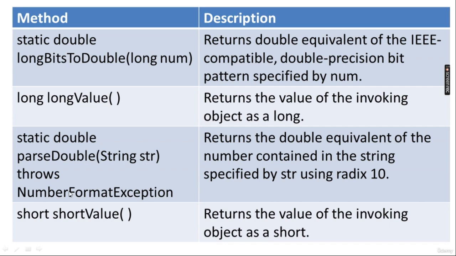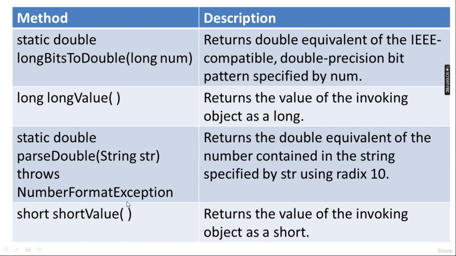Static double parseDouble(String) throws NumberFormatException. See, whenever you specify a string which is not able to be converted to a numerical representation, it will throw the number format exception. So a better practice is to call this function, or write this function, inside a try catch block.